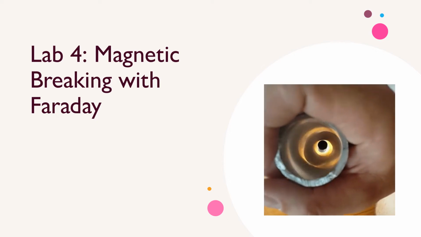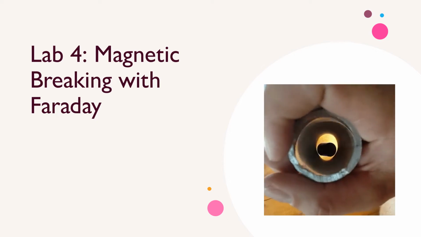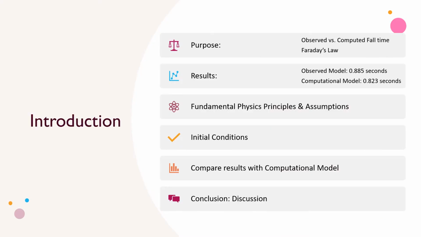Hello. This lab will be looking at magnetic braking with Faraday. The purpose of this lab was to measure the time a magnet takes to fall out when dropped through a tinfoil tube and then compare that time to a computational model we made using Faraday's law.